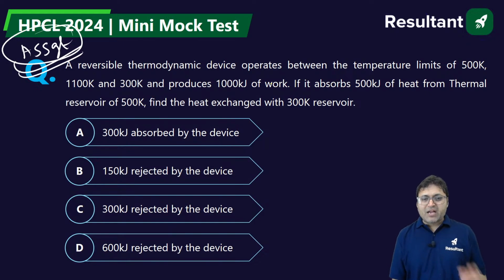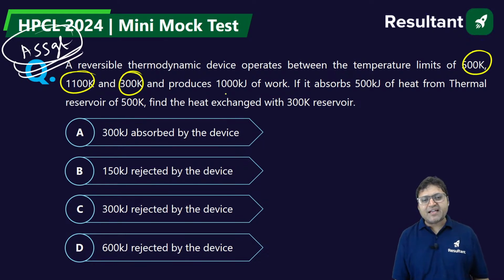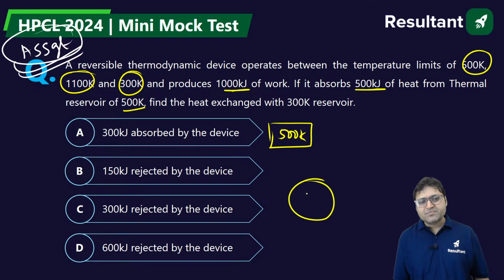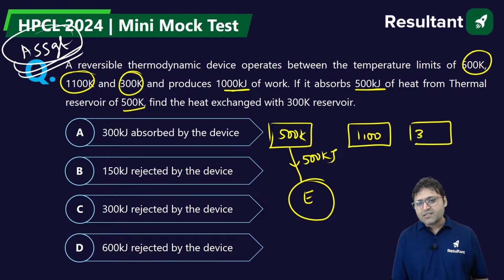A reversible thermodynamic device operates between the temperature limits of 500 Kelvin, 1100 Kelvin and 300 Kelvin and produces 1000 kilojoule of work if it absorbs 500 kilojoule of heat from a thermal reservoir at 500 Kelvin. There is a reservoir at 500 Kelvin and this is the cycle or an engine. It is taking the heat 500 kilojoule from here and we need to find the heat exchange with the 300 Kelvin reservoir. This is, let us say, 1100 and this is, let us say, 300.